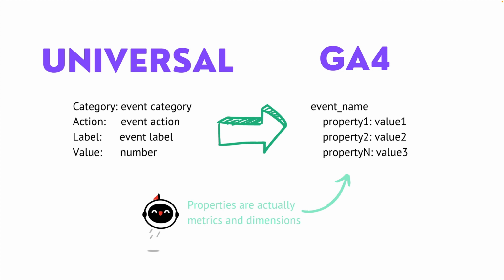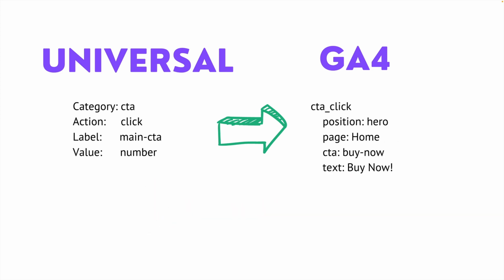Okay, so one thing to remember is that properties are actually metrics and dimensions. So a metric is something like a number, could be a dollar amount, and a dimension could be a string, so something like a page URL or a form name. And to give you an example, let's say that we had an event that had the category call to action, CTA. The action was set to click, and the label was main call to action. And maybe we added a number for the value. And now we need to migrate this event to GA4.